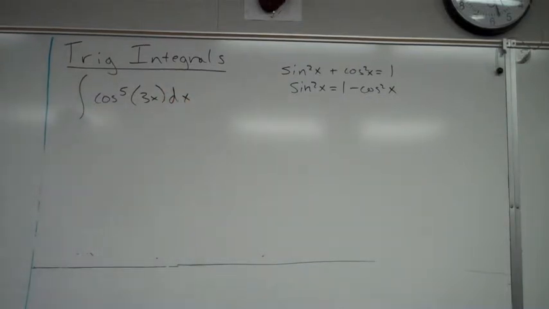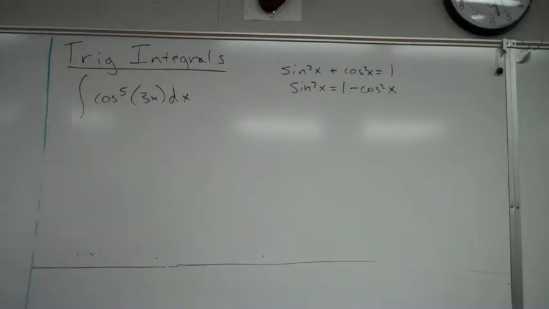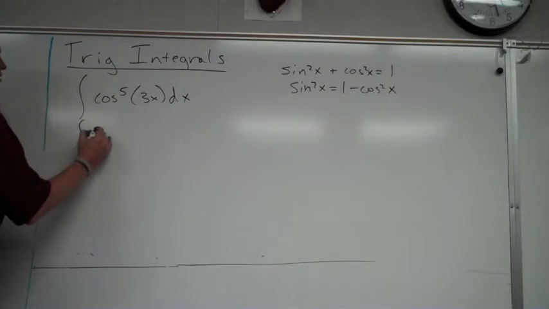In this case here I have cosine to the 5th of 3x, but no sine. But that's okay. It's still odd, so I'm still going to treat it the same way. When it's odd, you split it up in the same way. Another difference though, it's to the 5th power. So since it's to the 5th power, I need to actually split this up 3 times.